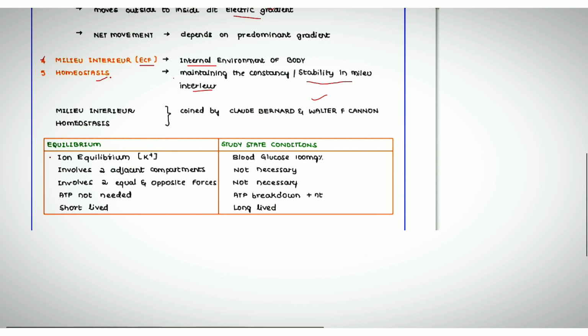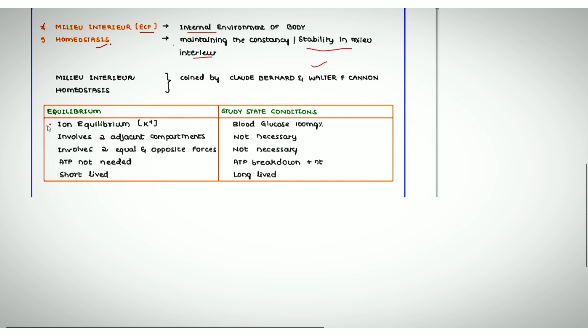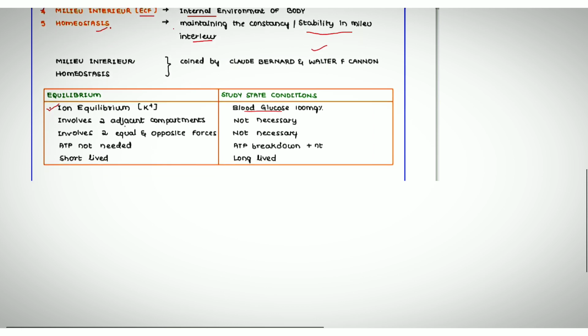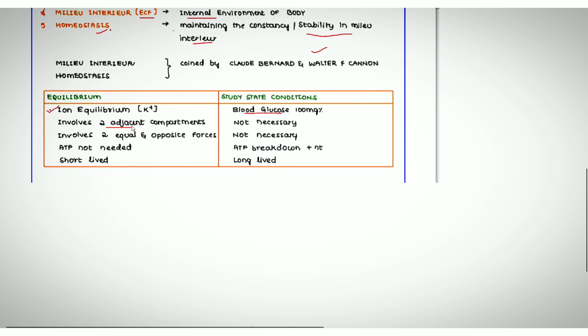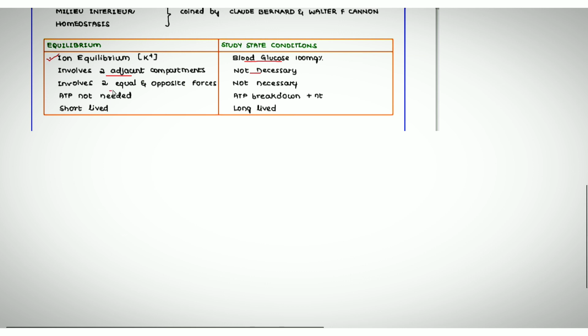What is the difference between equilibrium and steady state conditions? So let us see. What is equilibrium? Equilibrium mostly involves ionic equilibrium, with potassium or with sodium. In steady state conditions, you have, for example, blood glucose. Equilibrium involves two adjacent compartments. We have already seen that these compartments can be the ICF and ECF compartments, but for the steady state condition, there is no such necessity. It involves two equal and opposite forces, and for steady state conditions, that is not necessary.